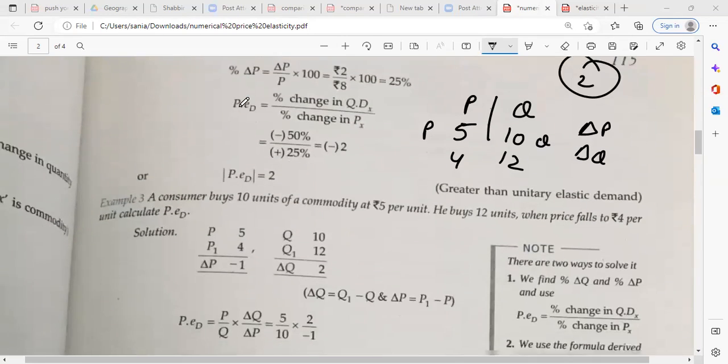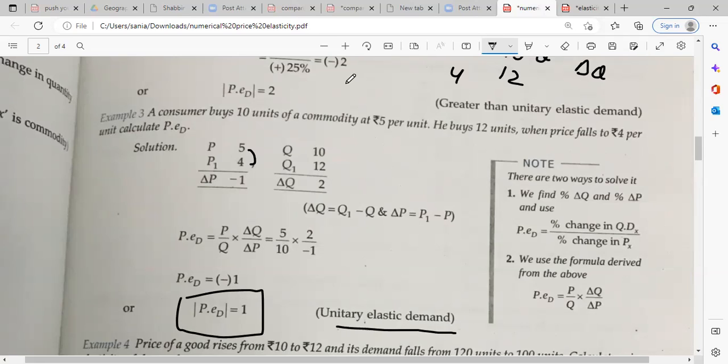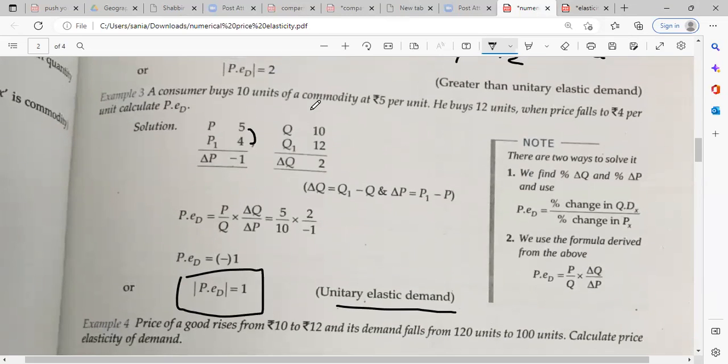Done. So let's just take the answer. First of all, you will be using this formula, right? So it is 5, 10, 2 and minus 1. Your delta P is minus 1, yes, because the price is falling now. In case you didn't write anything, for example, from P1 minus P, from 4 minus 5 you will get minus 1. So you got minus 1, and then you will ignore the minus sign. You will write PED equals 1, which is equal to unitary elastic demand. Clear? Okay. Now the next one, example 4.